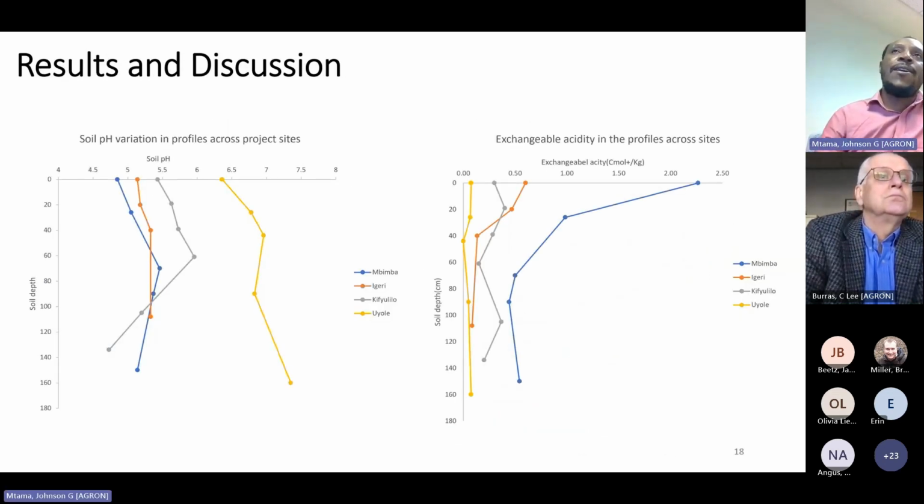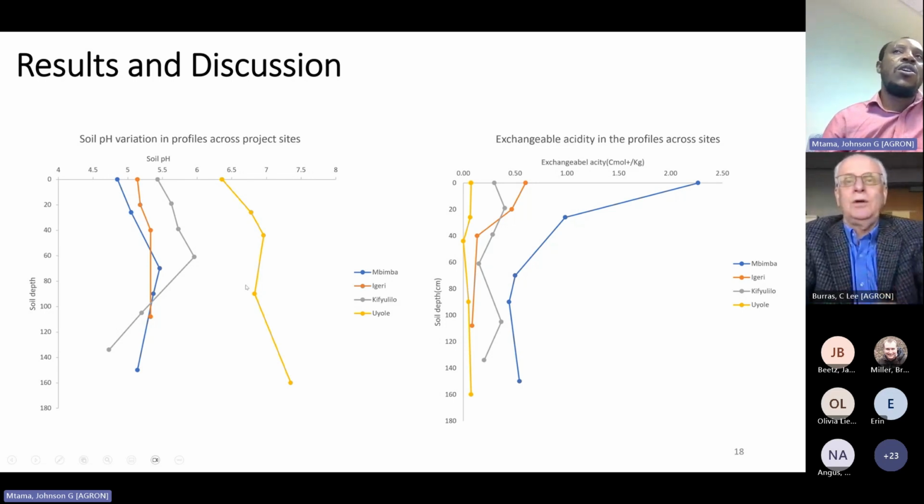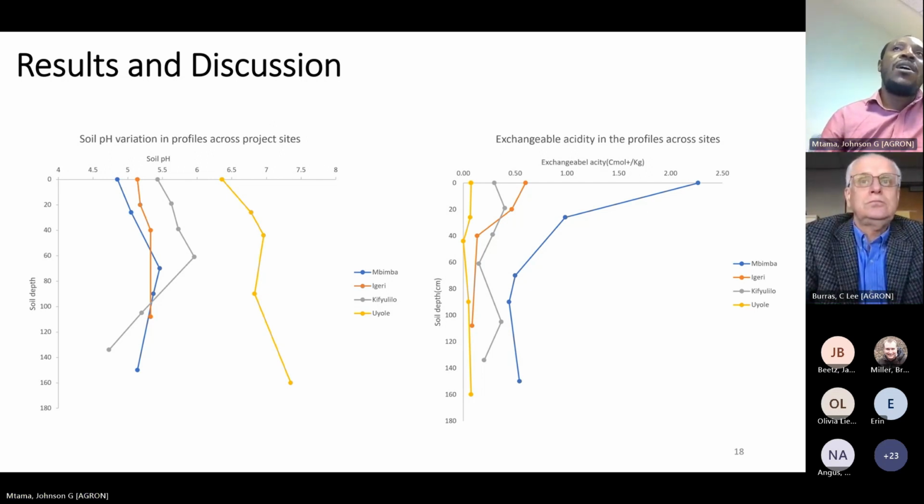Then we characterized the active acidity. These are the results of the active acidity. So this graph is showing the active acidity at the study sites. So we have the less acidity at Uyole site, and then we had some high acidity for the 3 sites, which are Mbimba, Igeli, and Kifulilo.